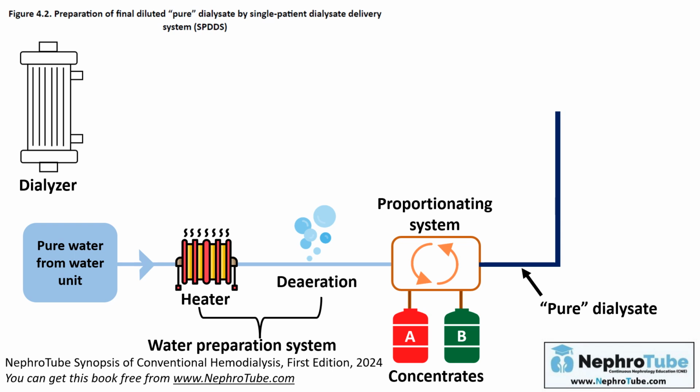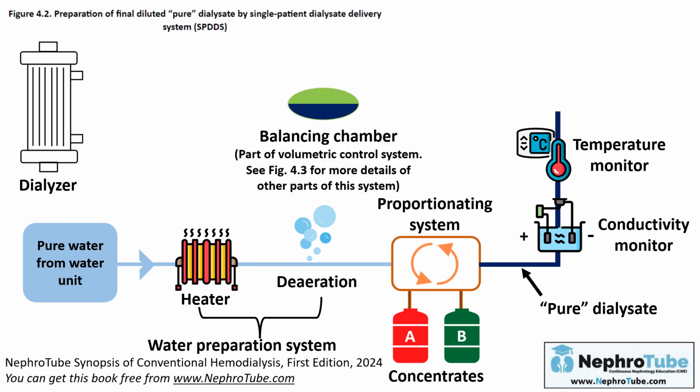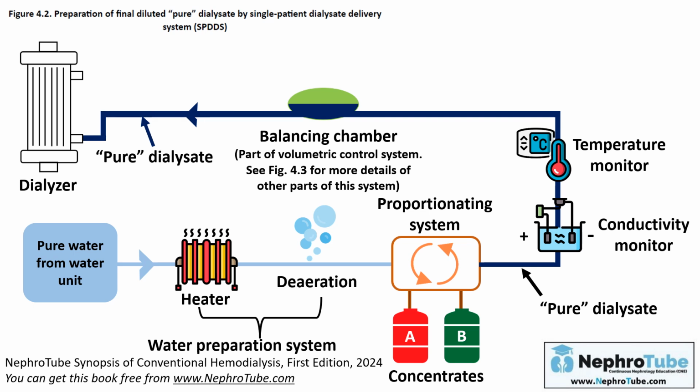After the pure dialysate is formed, it will pass through two monitors, the conductivity monitor and the temperature monitor, that I will talk about in detail at the end of the lecture. After that, the pure dialysate will pass through what is called the balancing chamber before it enters the dialyzer. The balancing chamber is part of the third component. We are talking about the single patient dialysate delivery system.